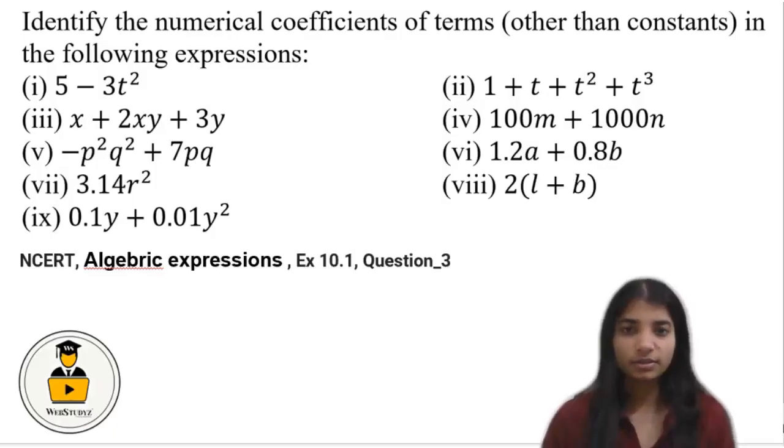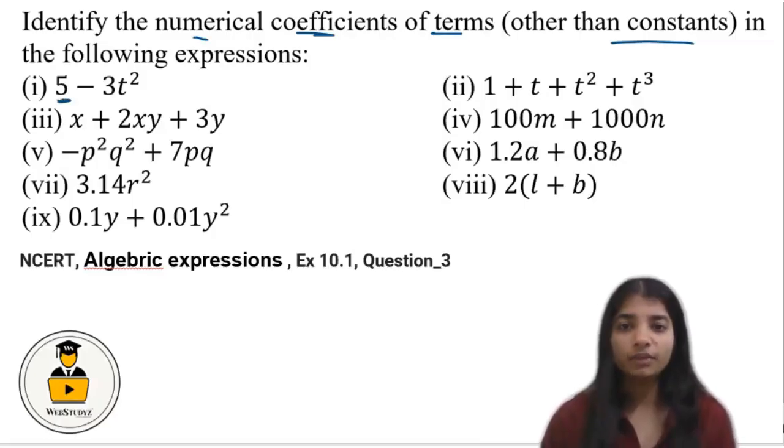Students, let's discuss the question. In this question, we have to identify the numerical coefficients of the terms other than constants in the following expression. So basically, in the expression, we have two types of terms. First are the constants and the others are the terms which are variable.